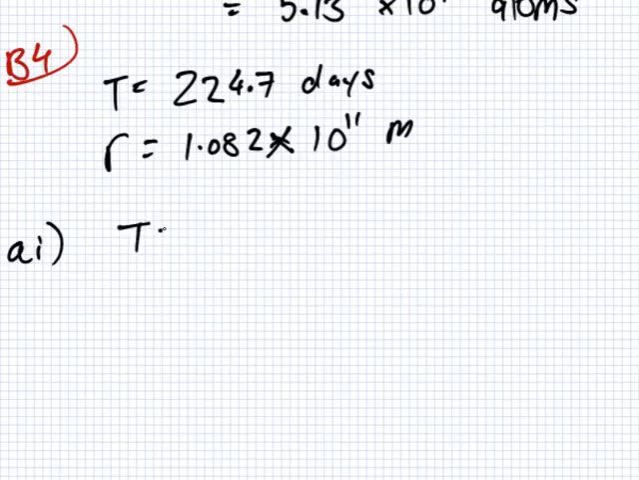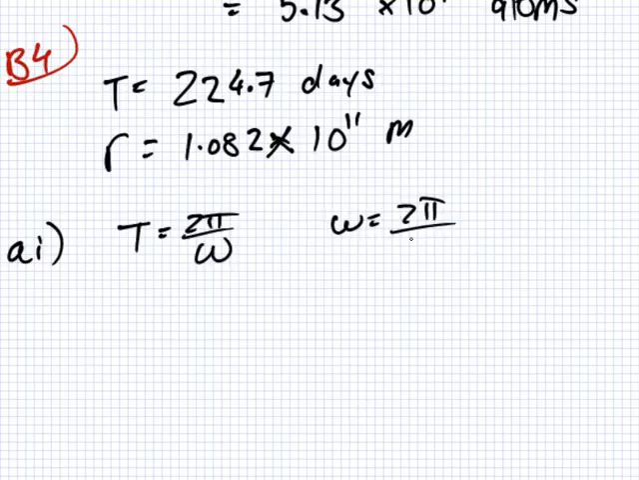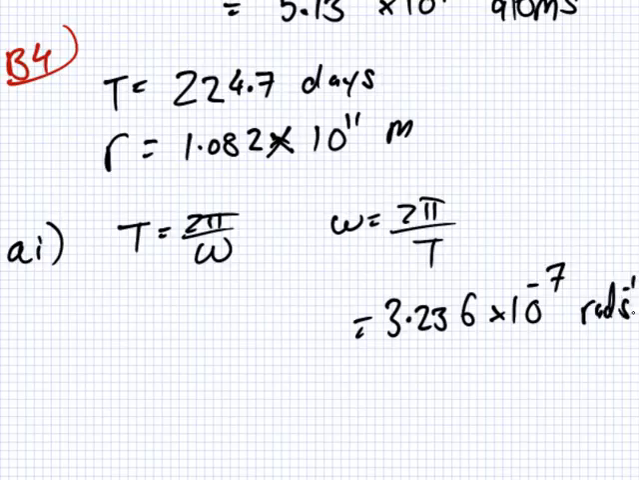So the first one, T equals 2 pi over omega, so omega is 2 pi over T, so that is, in seconds, 3.236 times 10 to the minus 7. No, radians per second. Right, part 2, what is the linear speed?